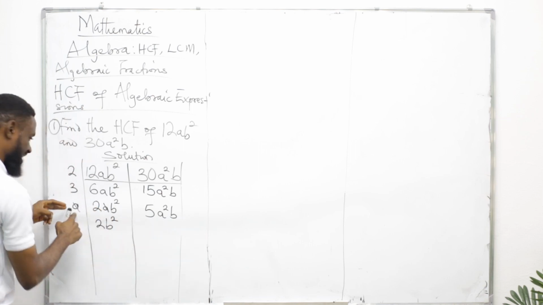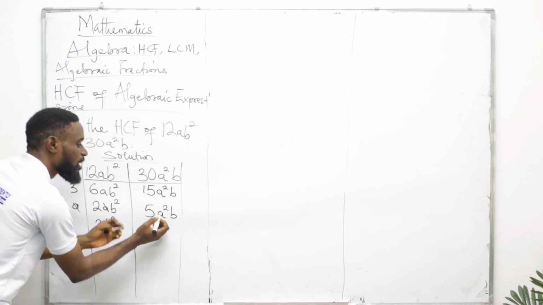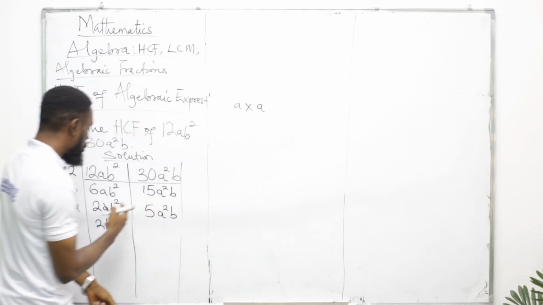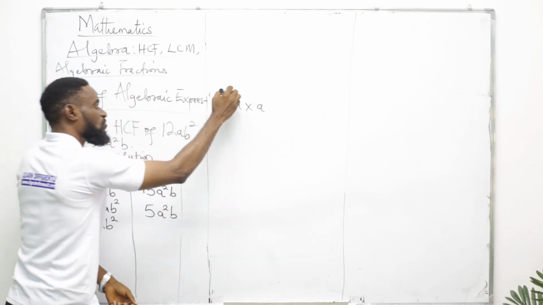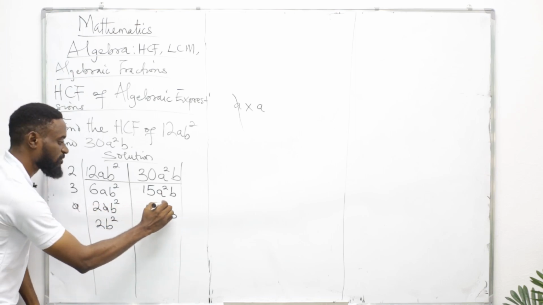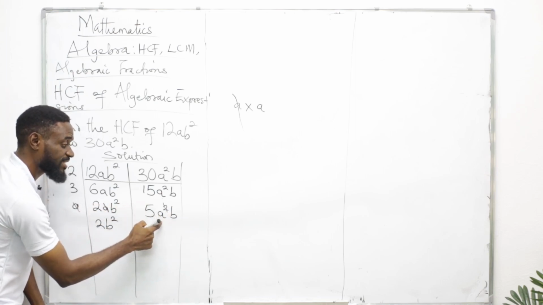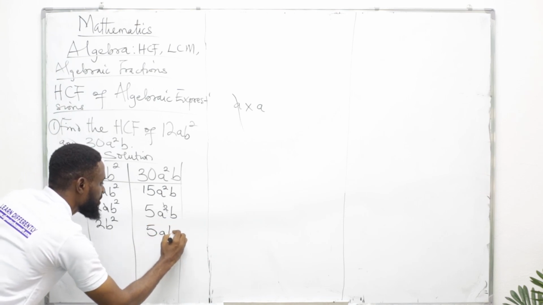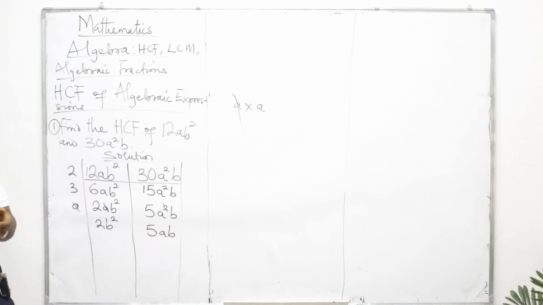Then here, this a again goes here and removes this a squared, which means a times a. So one of these a's we remove. I'm removing this a, so I go and remove one of these a's so that only one a will be left here. So here we'll have 5ab. Do we get that now?